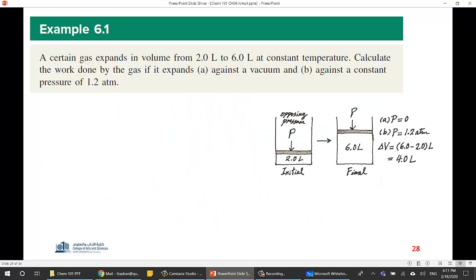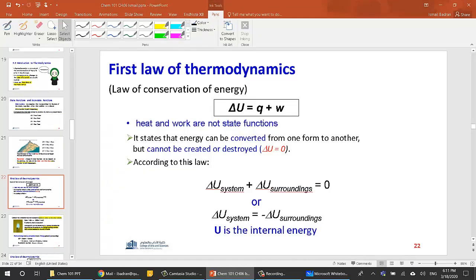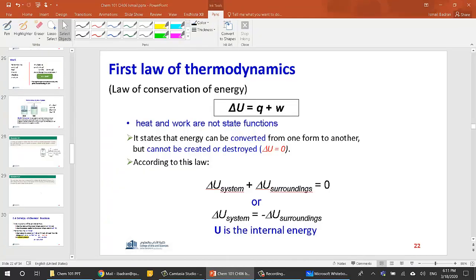Let us move on and solve some exercises related to pressure and work. It says a certain gas expands from a volume of 2 liters to 6 liters at constant temperature. Calculate the work done by the gas if it expands first against vacuum and second against a constant pressure of 1.2 atmosphere. Allow me to solve B first, and then I will come back to A.